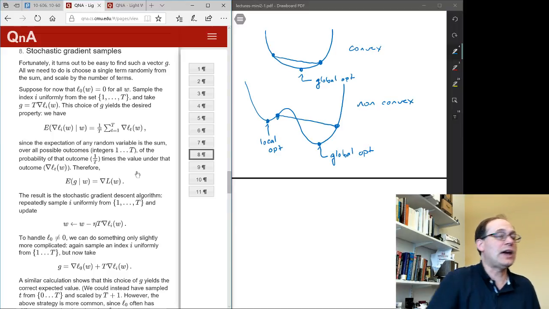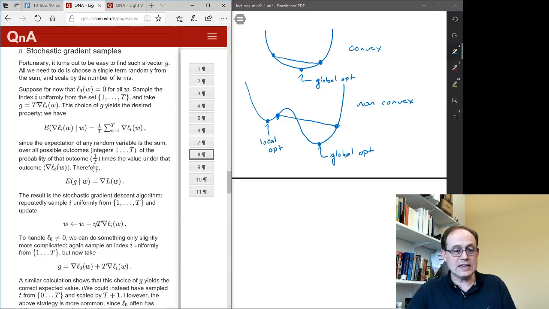Oh, somebody was asking, what do I mean by the noise? So this is precisely the description of what the noise is. In general, when I say that a random variable is a noisy estimate of something, that's going to mean that its expected value is the something, and the noise is the difference of the random variable from its expected value, right? So here, what we're trying to do is estimate the gradient of L, and we don't get exactly the gradient of L. We get T times the gradient of one of the terms, and so the noise is the difference between our estimate and the thing we're trying to estimate.